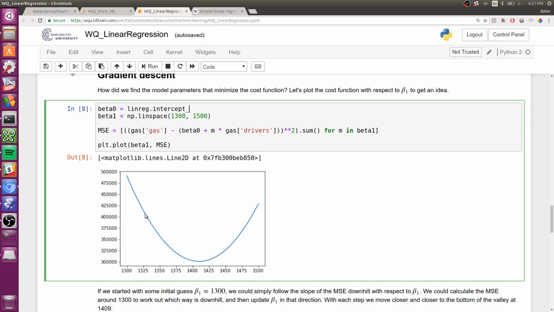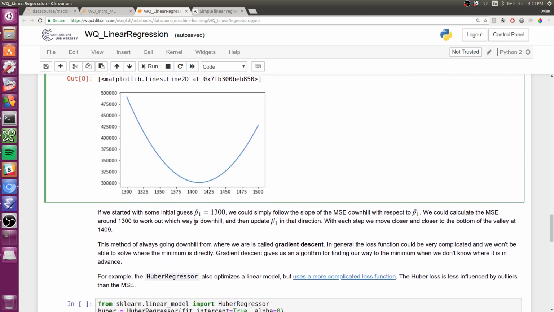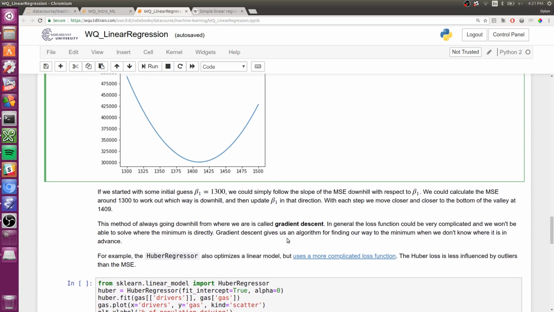But if I take small steps, then simply walking downhill should eventually bring me to the bottom. So this iterative method of continuously stepping downhill is what gradient descent is.